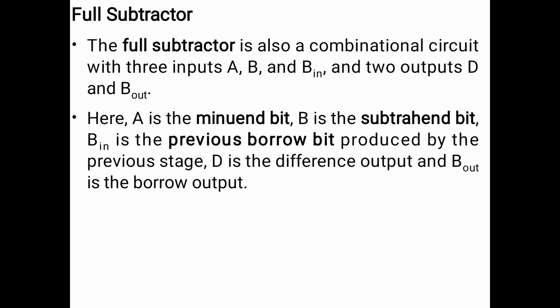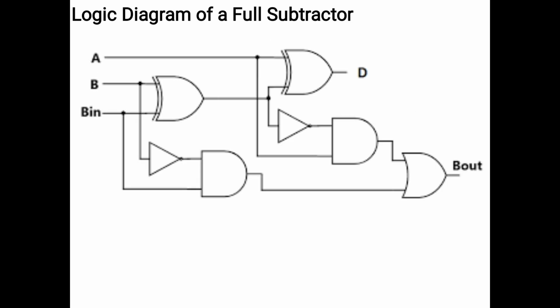For a full subtractor, it is also a combinational circuit with three inputs A, B and a borrow input and two outputs, difference and borrow out. Here A is the minuend, B is the subtrahend, B in is the previous borrow bit produced by the previous stage, D is the difference output and B out is the final borrow output. The diagram represents the logic diagram of a full subtractor.